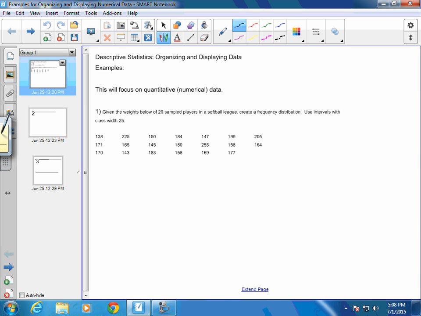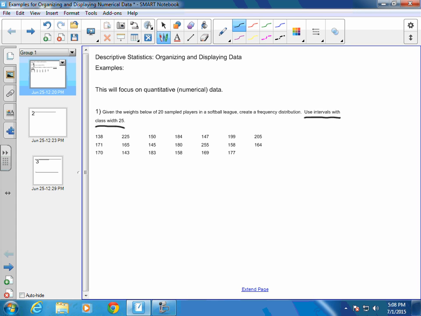So our first example here, given the weights below of 20 sampled players in a softball league, we need to create a frequency distribution. And it says use intervals with class width 25. Alright, so what I want to do is pay attention to the smallest data value. So it looks like we have a data value of 138, and that looks like the smallest one.